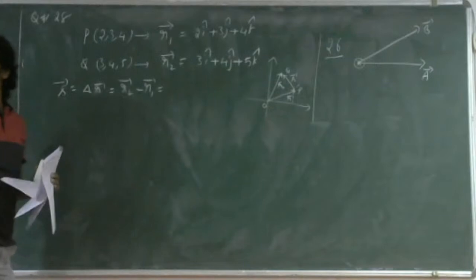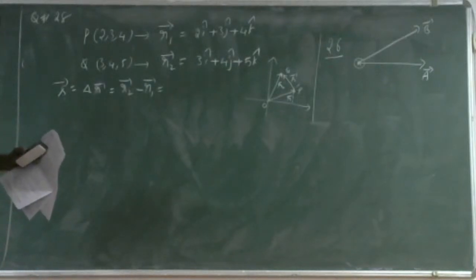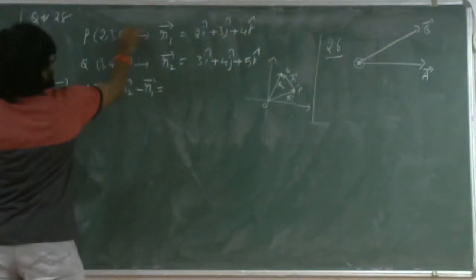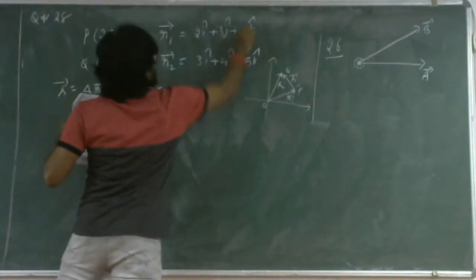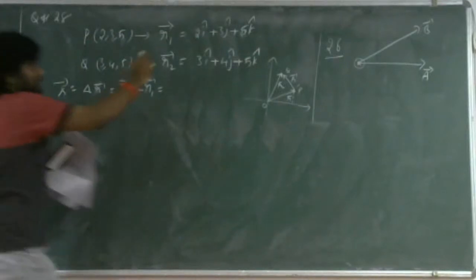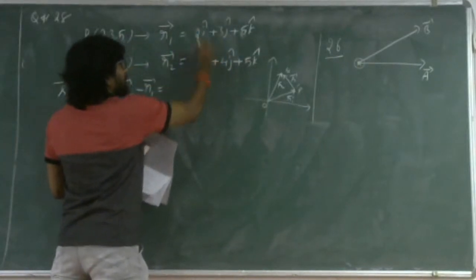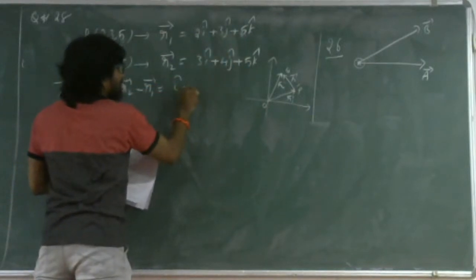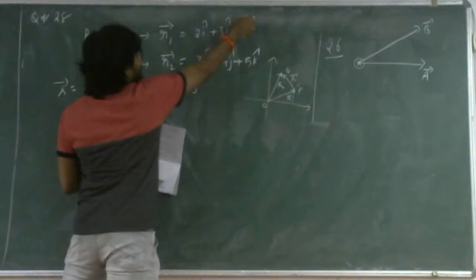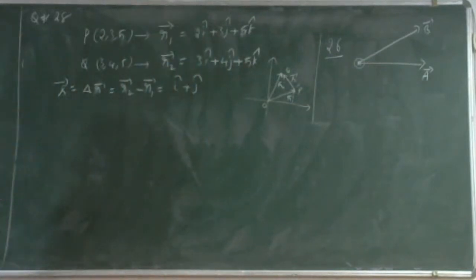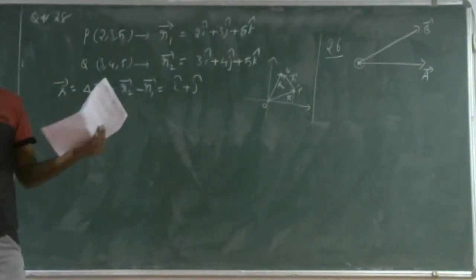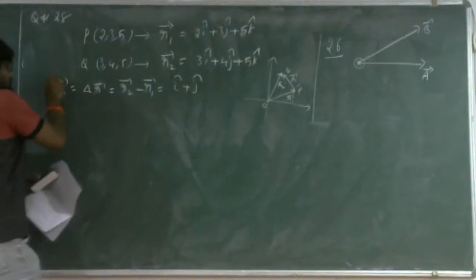Sir, that was 3, 5? Which one? B. Yes, 2, 3, 5. Z is 5. So, subtract the corresponding terms. 3i minus 2i gives I cap. 4j minus 3j gives plus j cap. 5k minus 5k is 0, so no need to keep it. So I cap plus j cap is the displacement vector. That's it. This is the displacement vector.